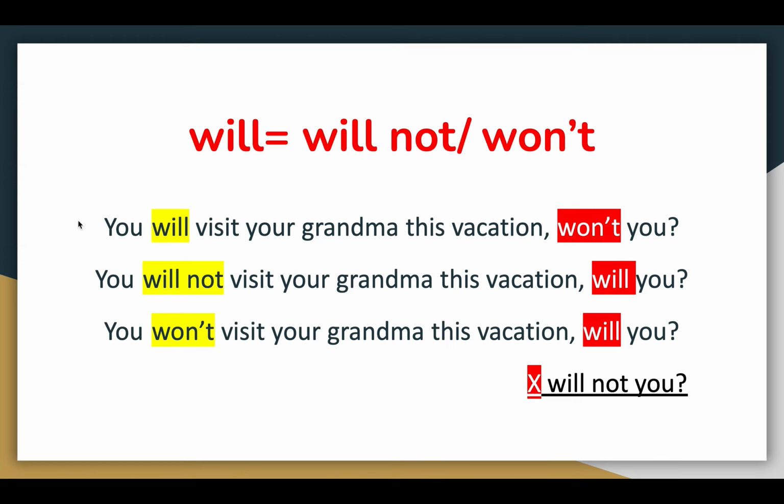Example: you will visit your grandma this vacation, won't you? Or, you will not visit your grandma this vacation, will you? Or, you won't, will not, won't, visit your grandma this vacation, will you? So take note, don't use "will not you" in a tag question, because a tag question is composed of only two words.